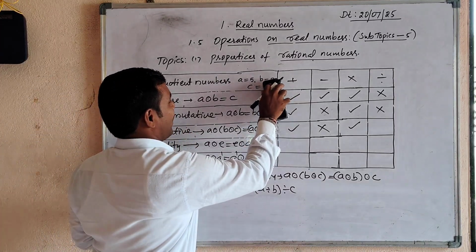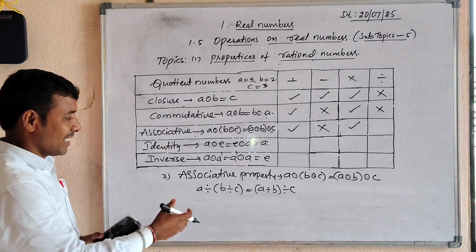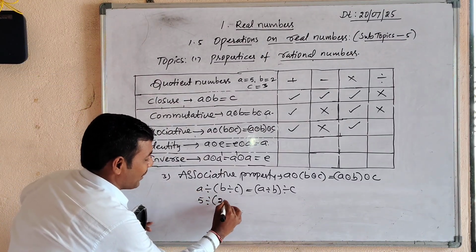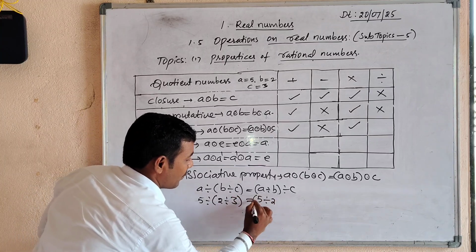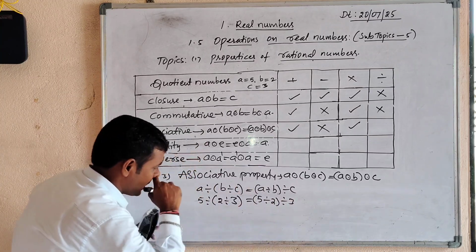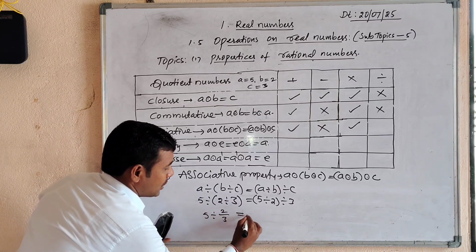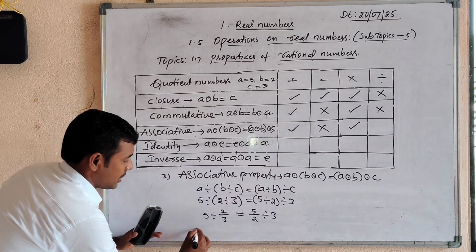Now, I want to take a little bit of a figure. Now maybe there is a chance to reject this concept. Now 5 divided by 2 divided by 3, which is equal to 5 divided by 2 divided by 3. Yes, 5 divided by, here 2 by 3. This one, 5 by 2 divided by 3. Now let us see this result.